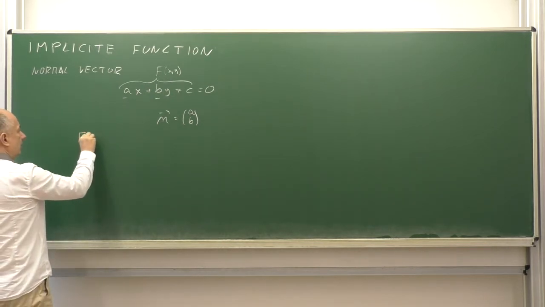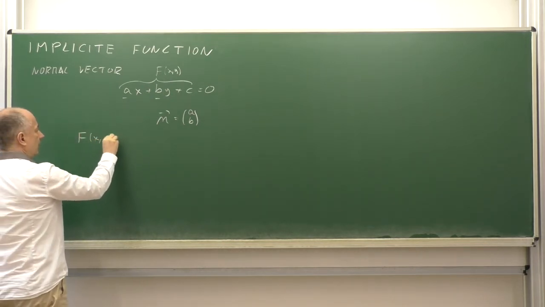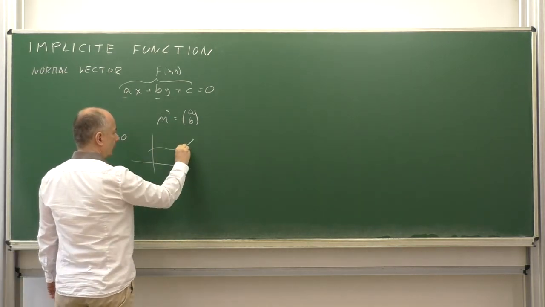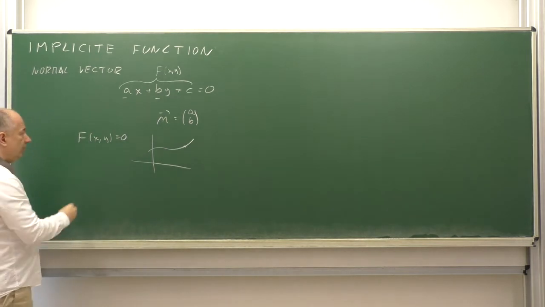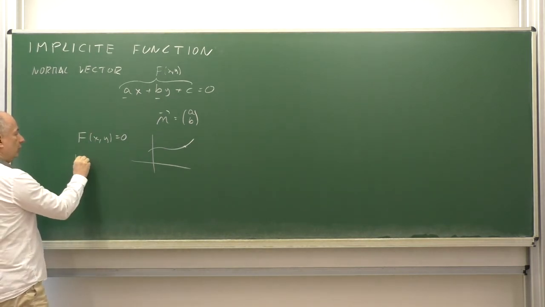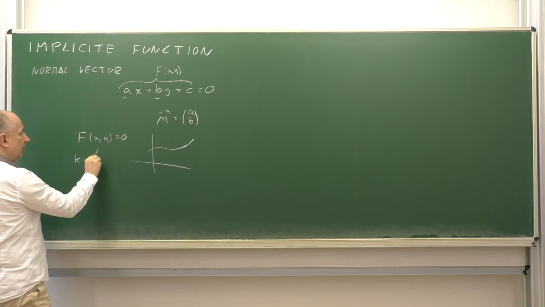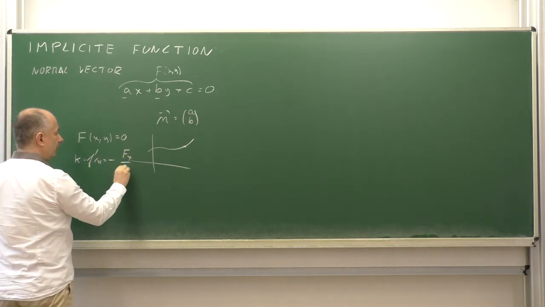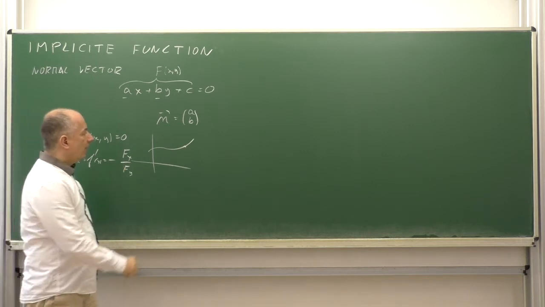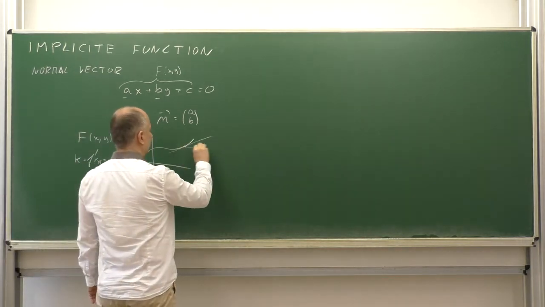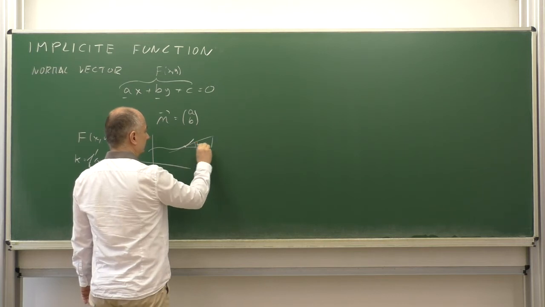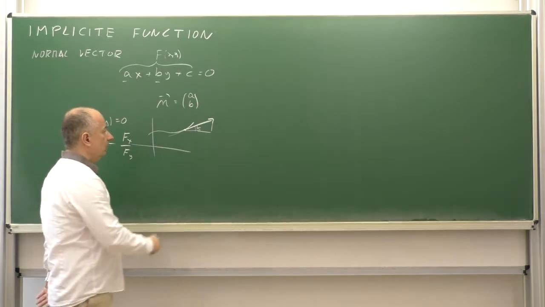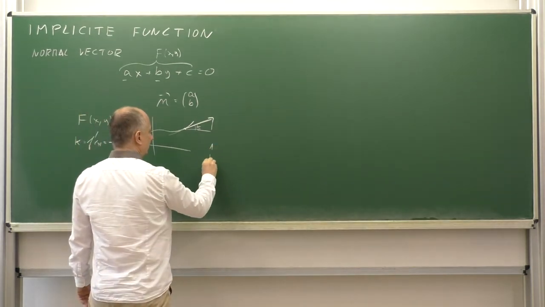If we have the curve given by the equation F(x,y) is 0, then we have derived that the slope, which is the derivative of small f, is minus fx over fy. If we have the slope k, then we can consider the tangent vector being (1, k).